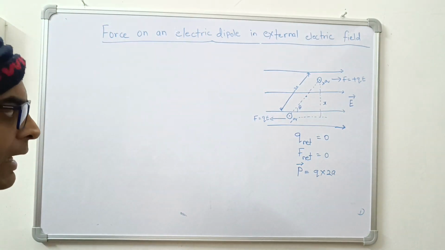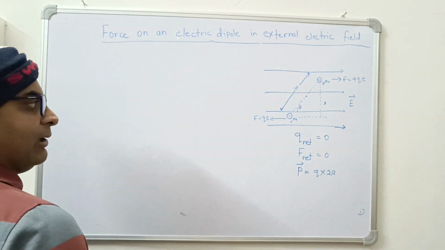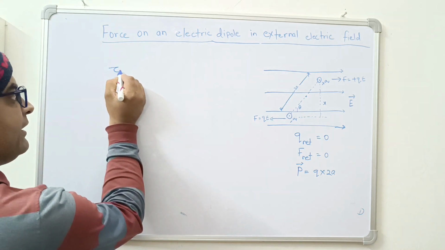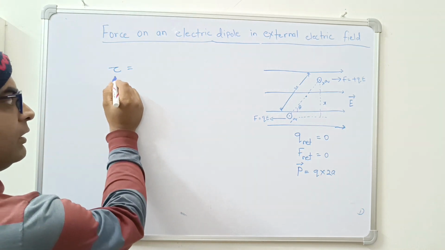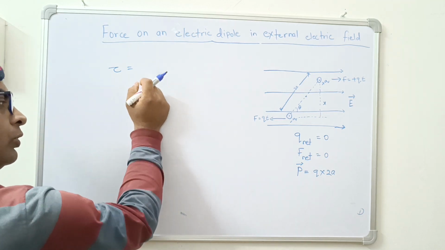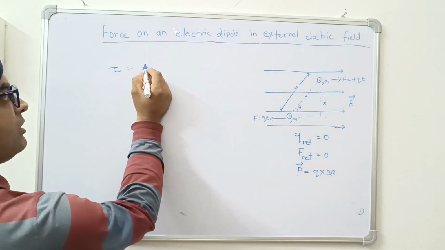Now, if you have to find out the torque acting on the dipole, we have represented torque with this tau. So what will be the torque?